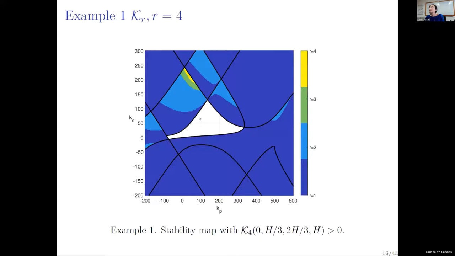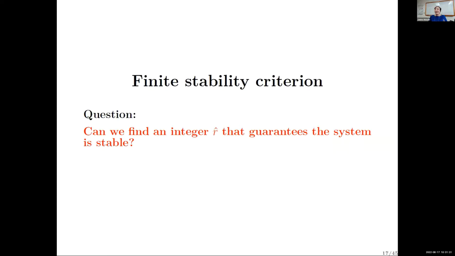And I could use some practical approach and just check a point in this area, right? And if I check a point in this area, I know by the D-partition method that this whole region here is stable, no? But that's practical, and it's fair sometimes to do that. But there is a question. How far should I go with R to be sure that the system is really stable? And that's the next part of my talk, okay?